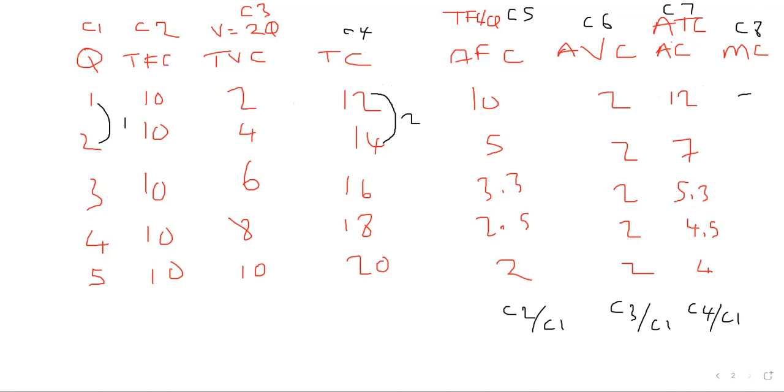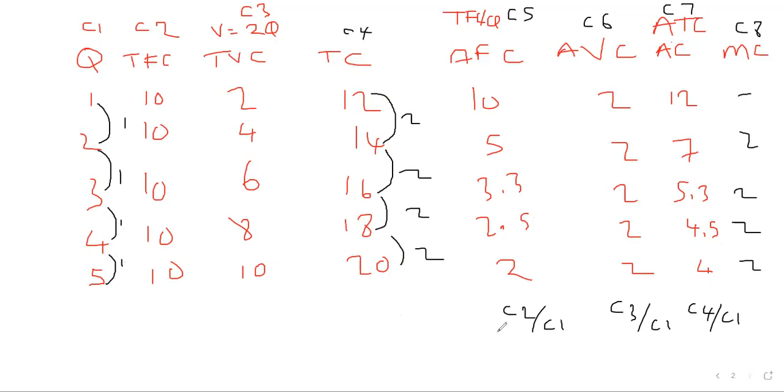So 2 over 1, it is 2. 16 minus 14 is a 2. 3 minus 2 is a 1. So we get a 2. 18 minus 16 is a 2. 4 minus 3 is a 1. So it is again a 2. 20 minus 18 is a 2. 5 minus 4 is a 1. So it is a 2. So coincidentally, we have 2 throughout.